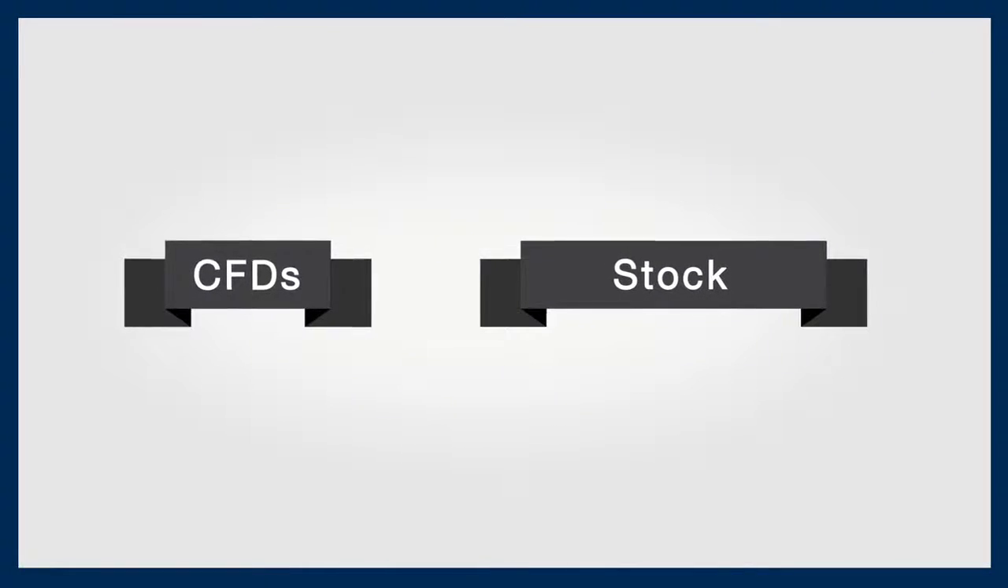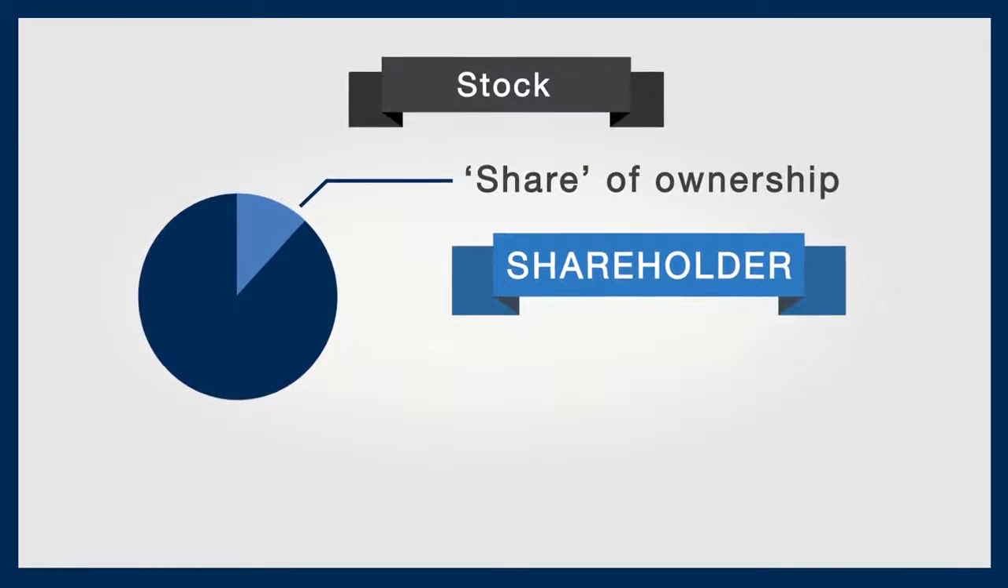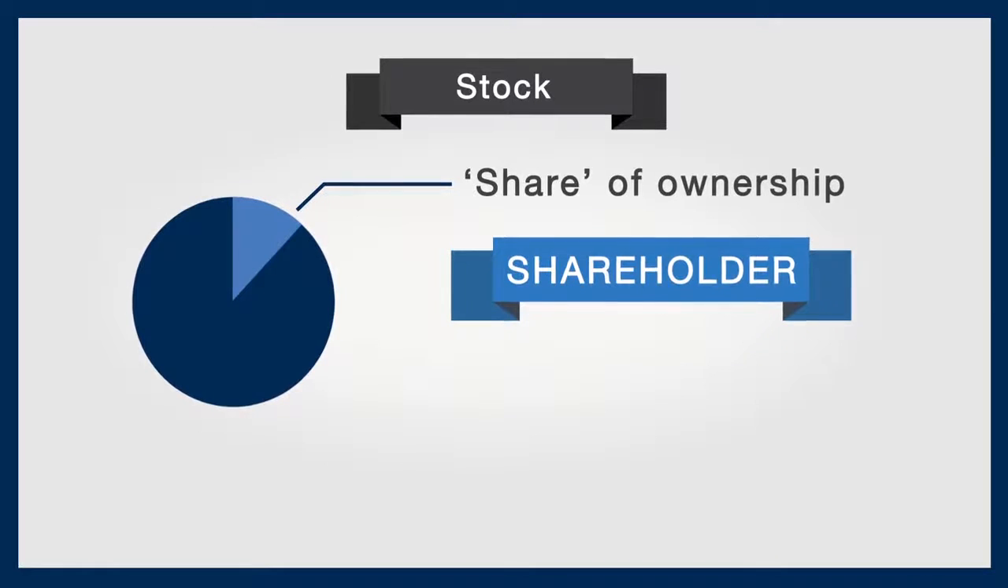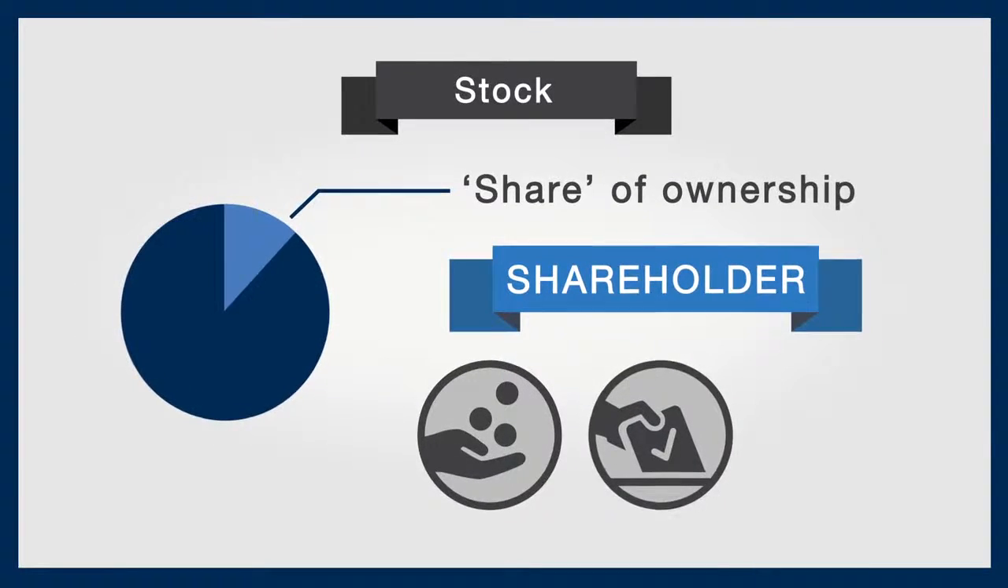This explains what a stock is, what a CFD is, and how they are related. A stock is a share of ownership in a company. By purchasing a stock, you become a shareholder in that company. You may benefit from dividends, can vote on key corporate decisions, and possess certain rights.